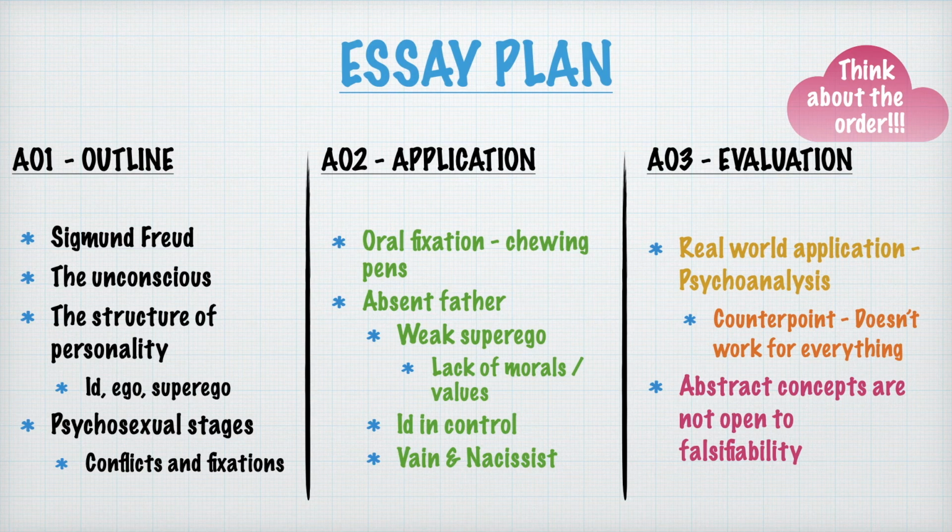Okay, so as you can see, my outline and my evaluation sections of the essay are largely the same as in the last essay, except I've cut 1 evaluation point out because we don't need 4 evaluation points for an application essay. We've got the application section in green, and I've popped down some notes on how the scenario links to the psychodynamic approach.